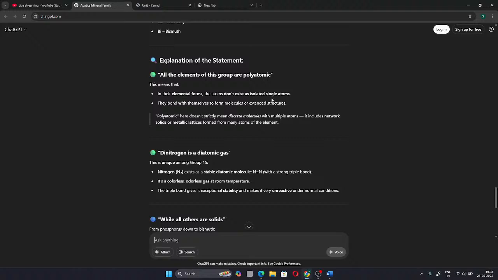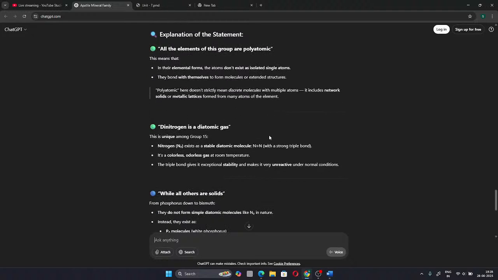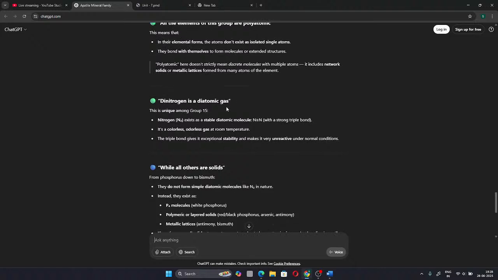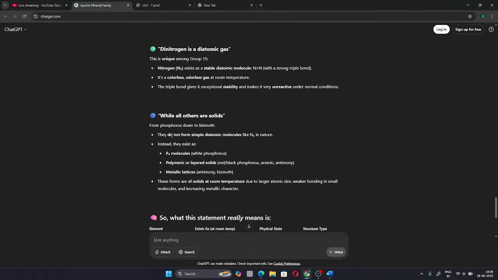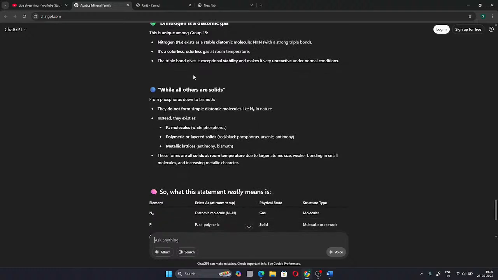Polyatomic here doesn't strictly mean discrete molecules with multiple atoms. It includes networks, solids, or metallic lattices formed from many atoms of the element. Dinitrogen is a diatomic gas. This is unique among group 15. Nitrogen, N2, exists as a stable diatomic gas with a strong triple bond. It is a colorless and odorless gas at room temperature. The triple bond gives it exceptional stability and makes it very unreactive under normal conditions.